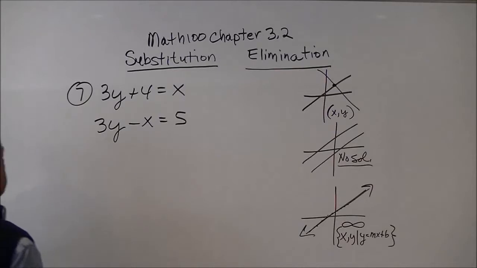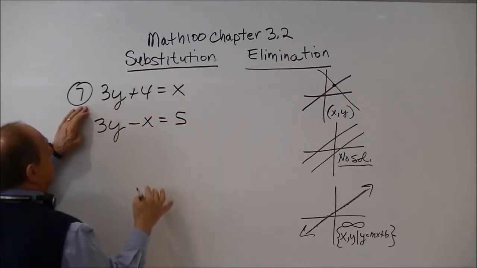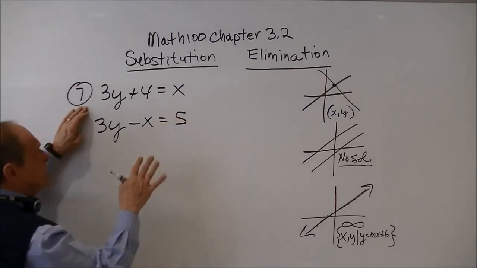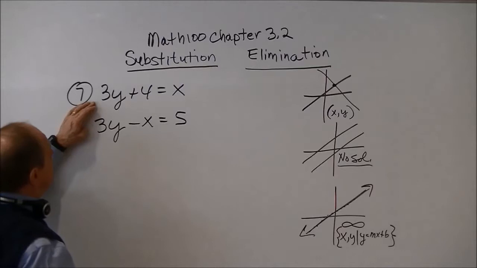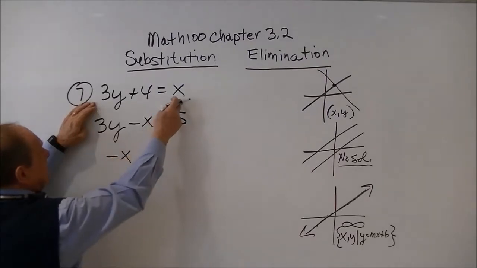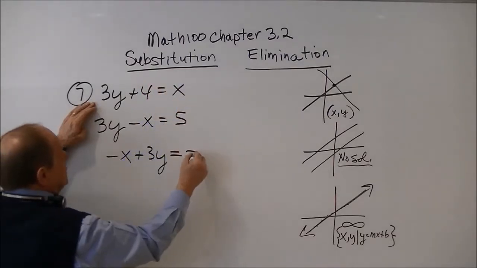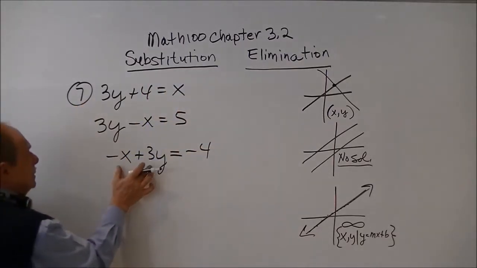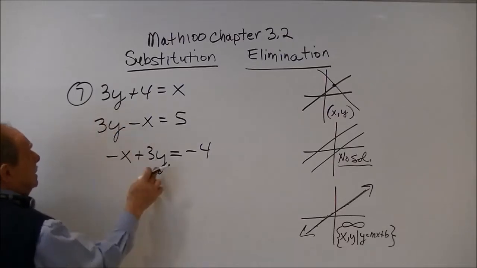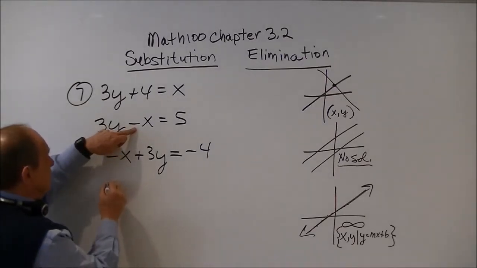In number 7, here we have x equals something. But we're going to do a little manipulation here. We're going to put this in standard form. So this comes over as a negative x. My 3y stays there. And this goes over as a negative 4. So our positive x goes to the other side as a negative x. This stays there and my 4 goes. So that's in standard form now. I'm going to put this one in standard form.